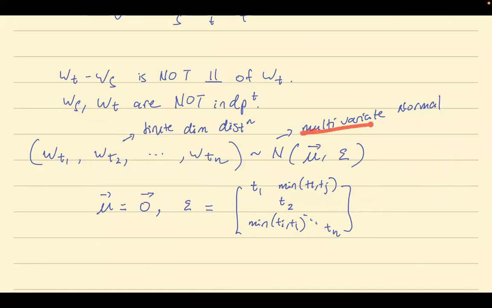By the way, the multivariate normal is a very important object that you should learn by yourself. It shows up in many, many places. Here it is pretty simple, so we'll just mention it casually.